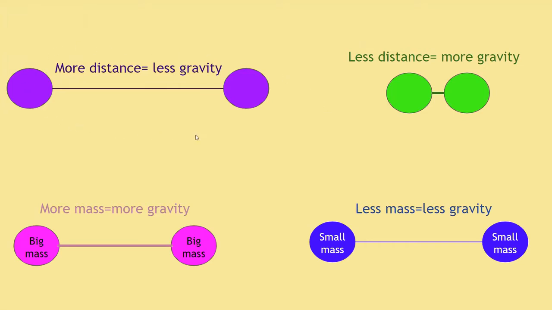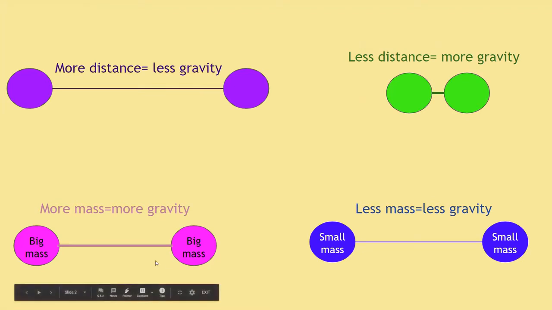More distance between two things means there will be less gravity. Less distance between things means there will be more gravity. More mass in objects will mean more gravity. Less mass in objects will mean less gravity.